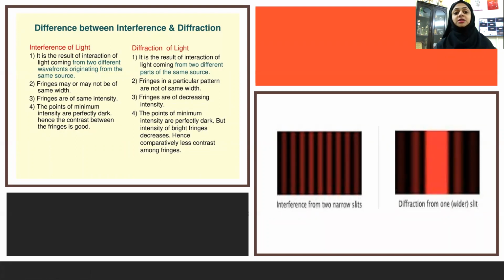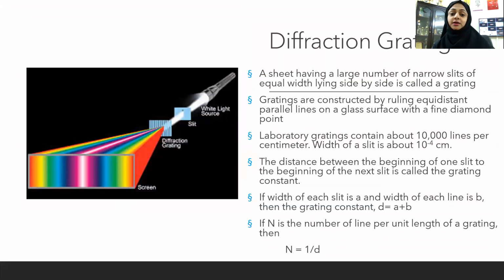Now, diffraction can also be seen using another object called a diffraction grating. We use this diffraction grating in our labs. So let us see what a diffraction grating is. A diffraction grating is a sheet having a large number of narrow slits of equal width lying side by side. So here you can see a diffraction grating in this figure.